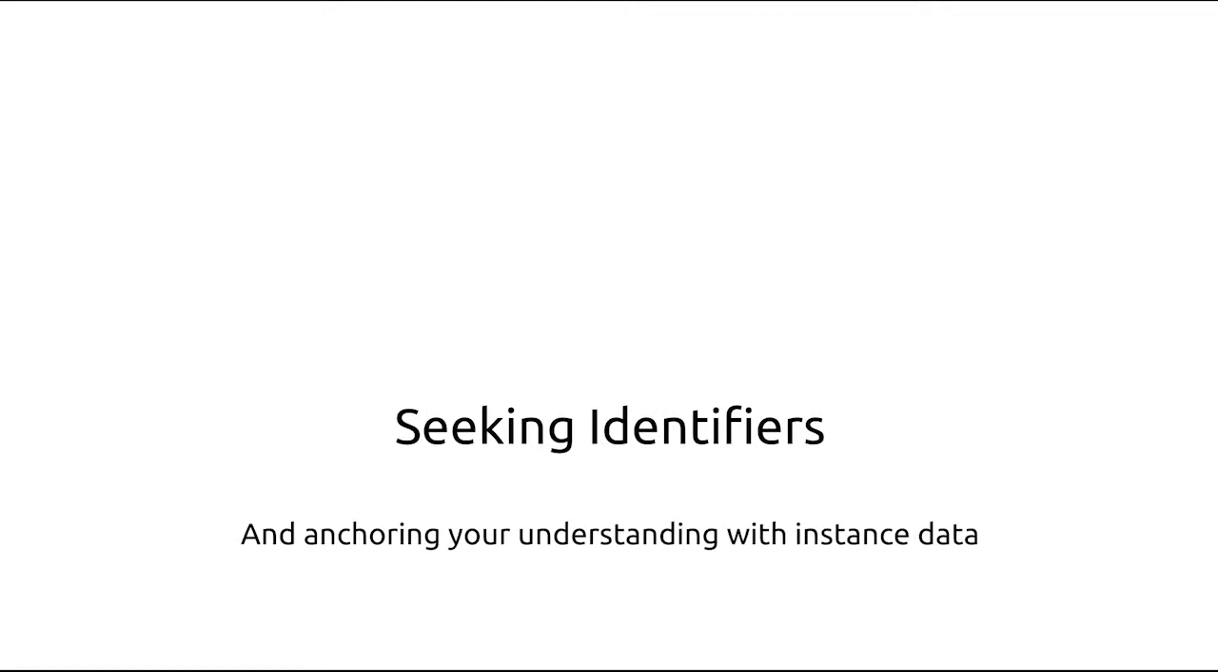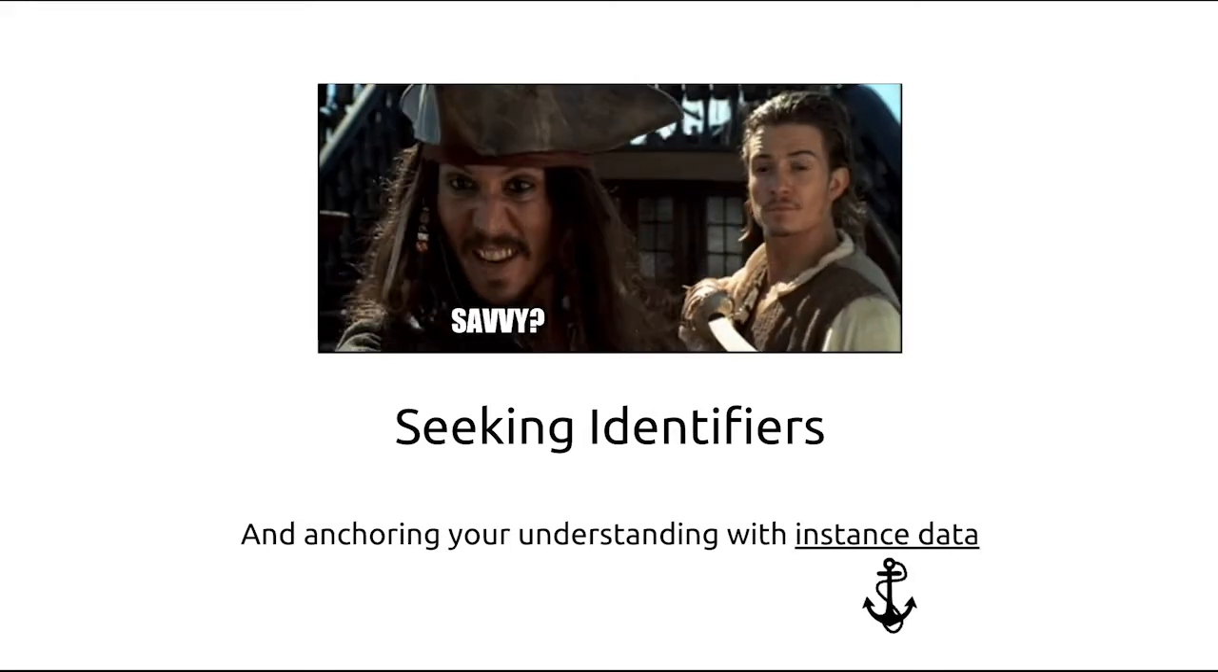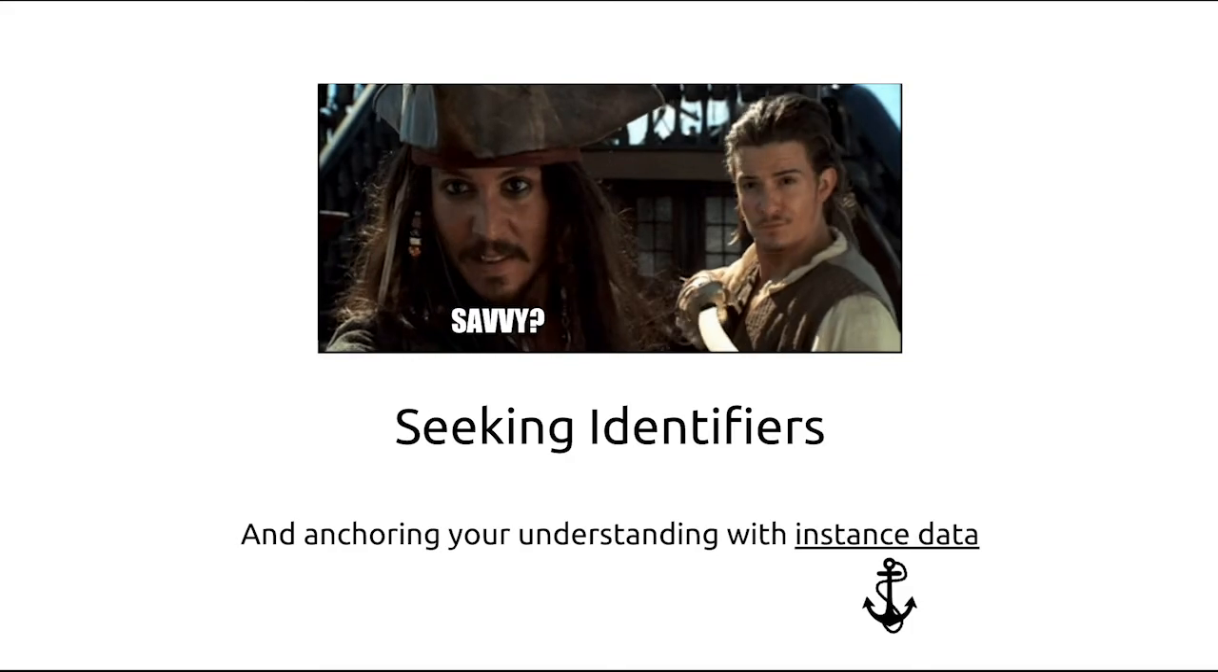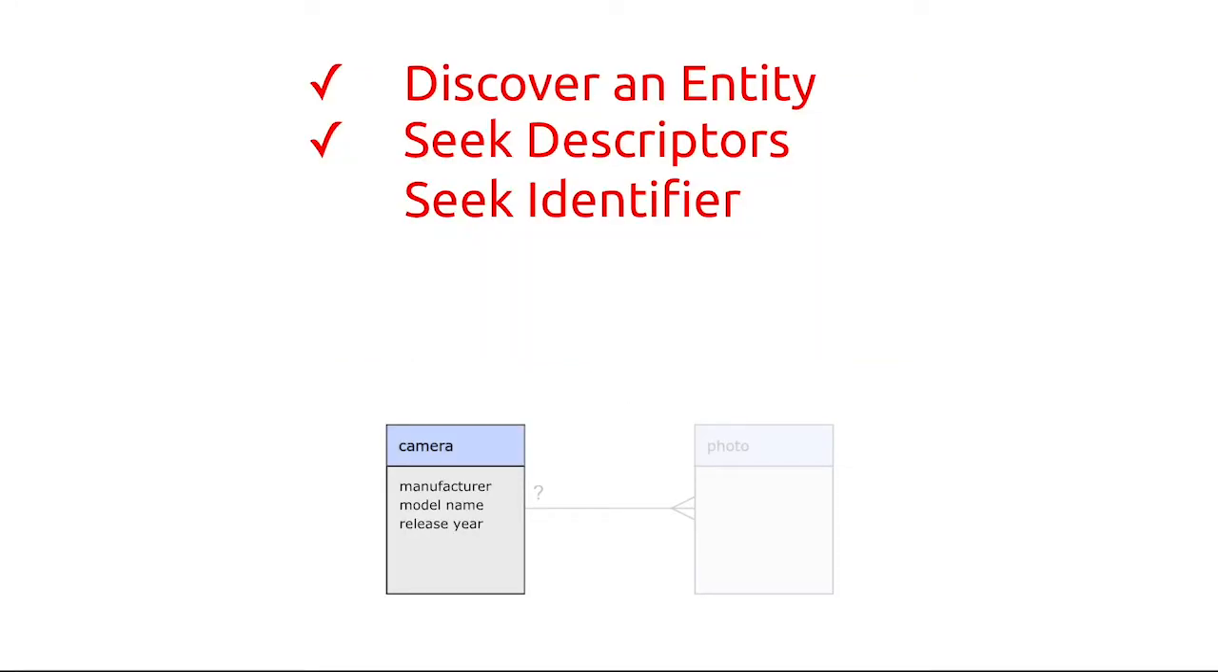We've found some descriptors. Now, what about identifiers? By the end of this video, I'd like you to understand how to start the process of seeking identifiers and how to anchor your understanding with instance data, so you can be a savvy data modeler. We just found descriptors for camera. Every entity must have an identifier, and because camera has no identifier yet, we are in a state of invalid syntax. So we want to fix that right away by seeking an identifier.